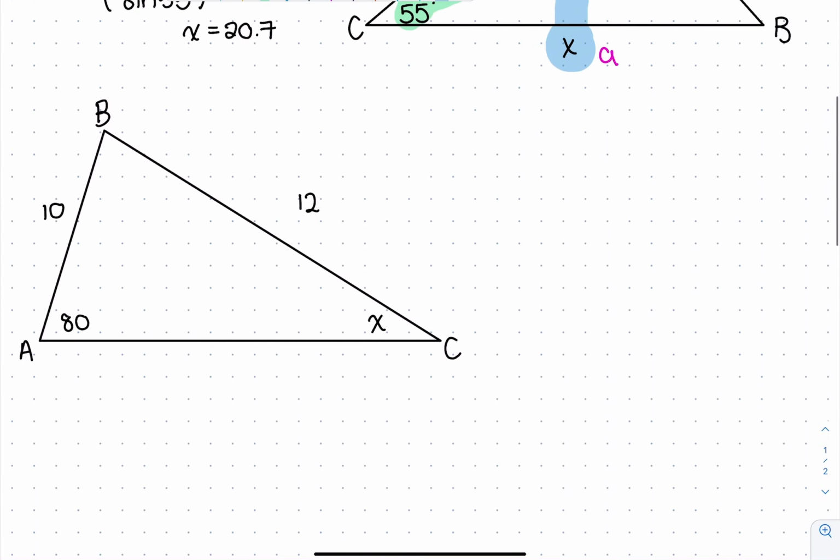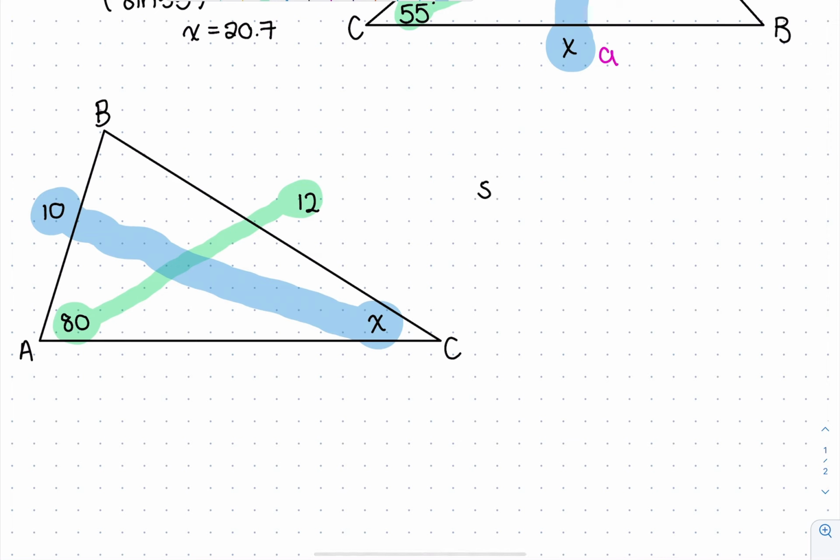Okay, one more example. So first thing I like to do is I find that pair. So I have 80 and it's matching across with 12. I also have 10 and it's matching across with x. So those are the two pairs I'm going to use. And then I'm going to have sine of my first angle is 80. And that's over 12 because that's the one across from it. And then sine of x. So that's what we don't know, but that's okay. And that's over 10.